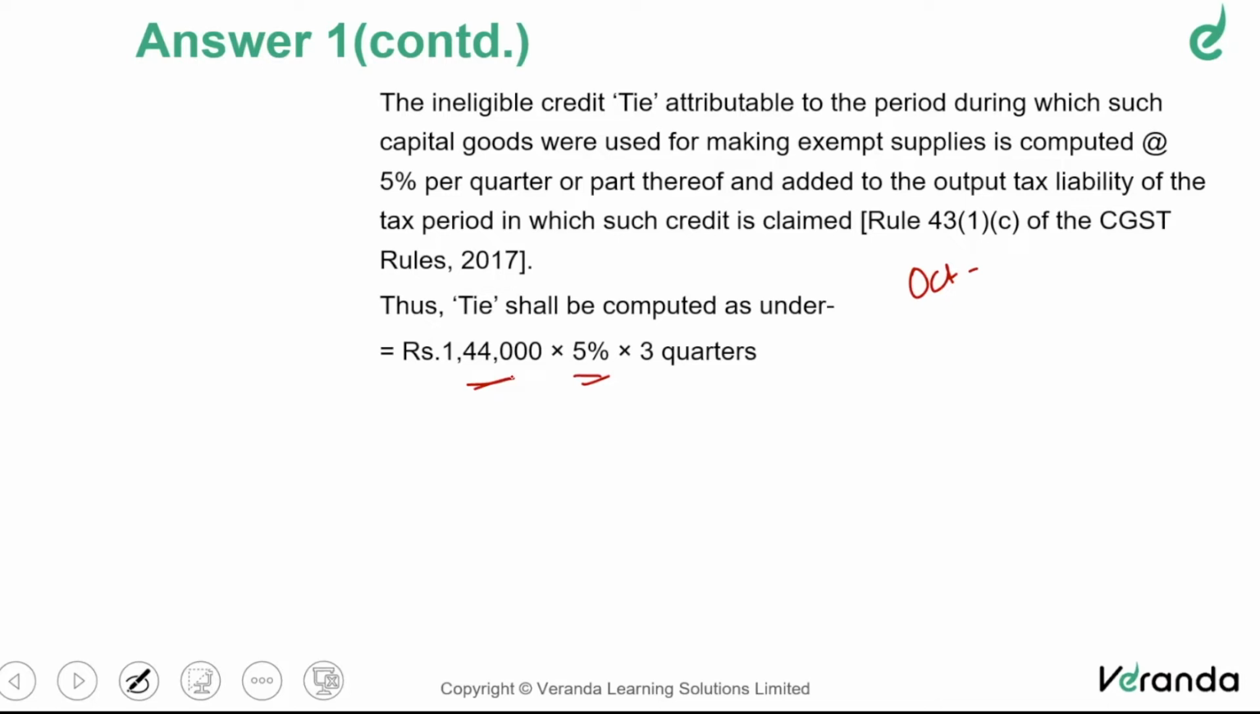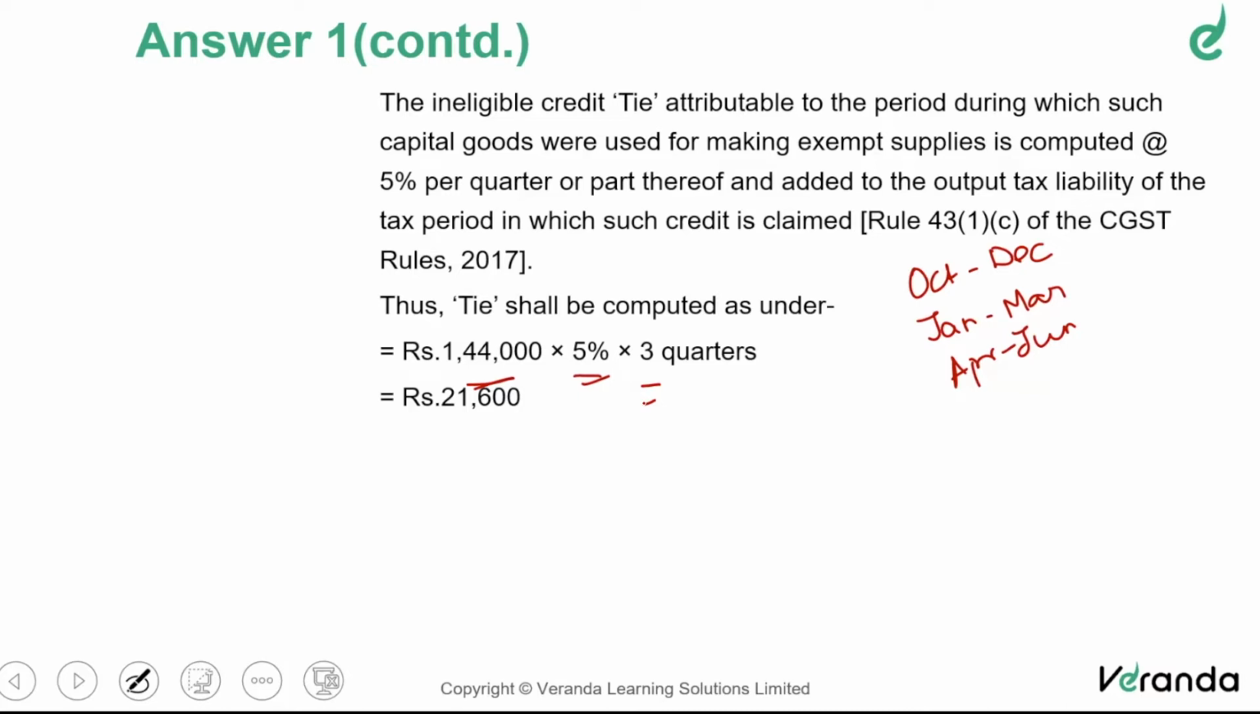Very simple. October to December is considered as 1 quarter. That is last year. Again, January to March of preceding financial year. That is 1 more quarter. And current, we are now looking at July. Therefore, April to June is 1 more quarter. So we have 3 quarters, correct? Therefore, we have 15% calculated on 144, which is 21,600. Is it correct? Yes.